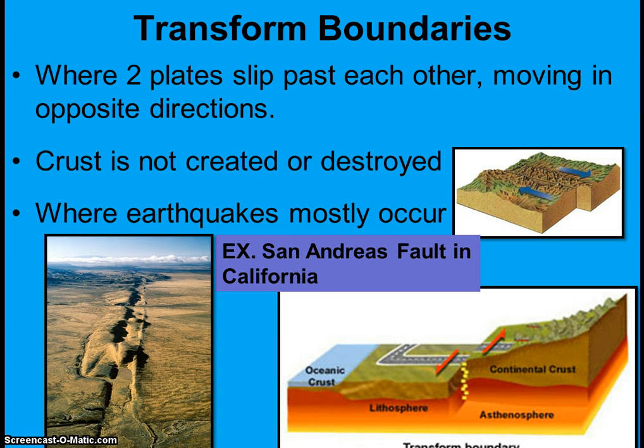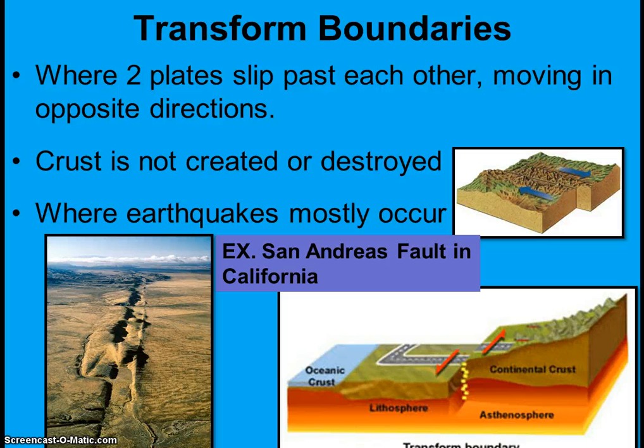Okay, so a transform boundary is when you have 2 tectonic plates that slide past each other. Notice the crack between them is the actual boundary between the 2 plates. Now in this case, crust is not created and it's not destroyed. In order to create crust, magma's got to be coming up somewhere and cooling into igneous rock, and that's not happening here. It's not being destroyed because in order for that to happen, something has to be sinking back to the mantle and melting into magma. So we have no sinking here either. They're just sliding past each other.